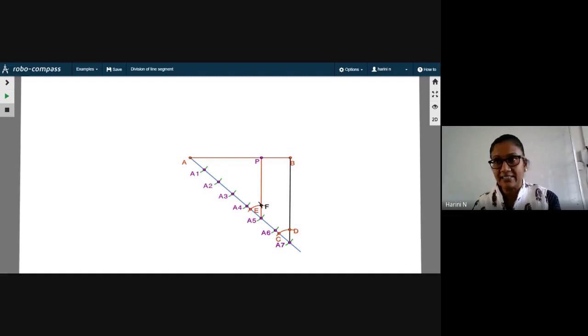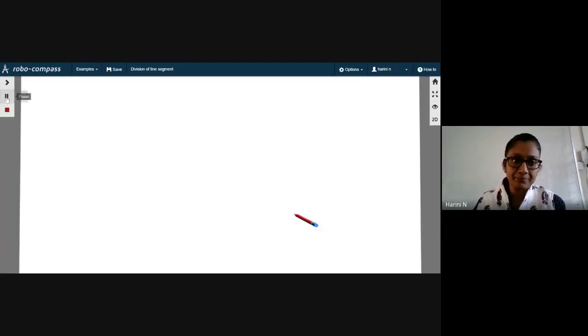So don't bring the line segment too much to the bottom of your page. Keep it somewhere above the half page mark. All right. So the first step I will start.